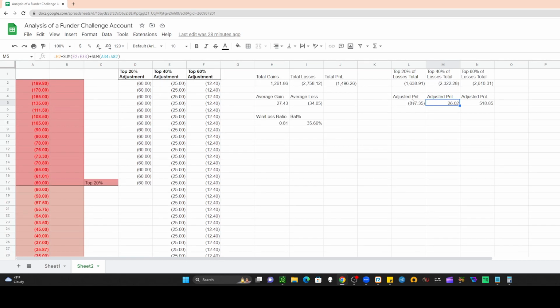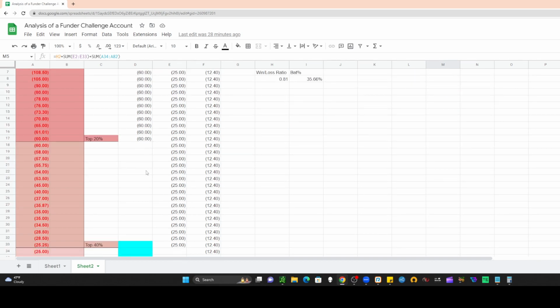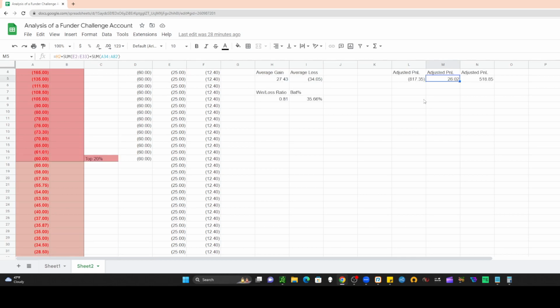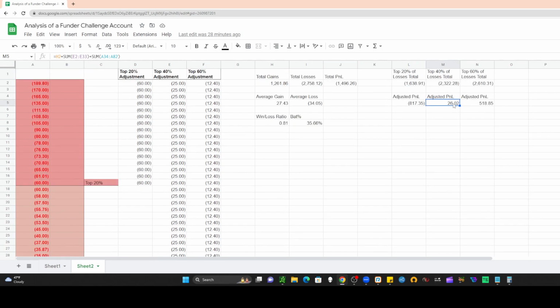So it does actually adjust our P&L pretty sharply. If we cut out the top 40% of losses, we would now have a positive P&L of 26.02. Okay, so we would still be losing. Our batting average would change, just to be clear about that.